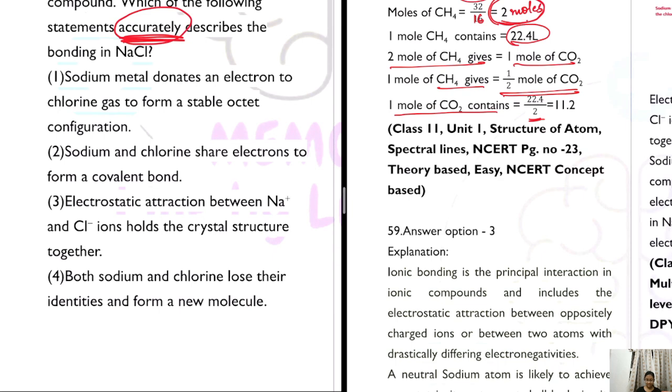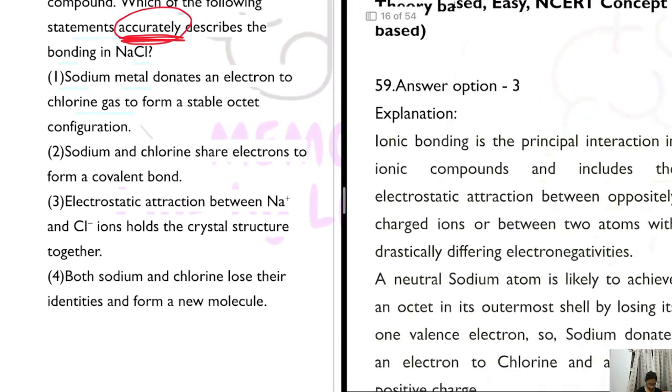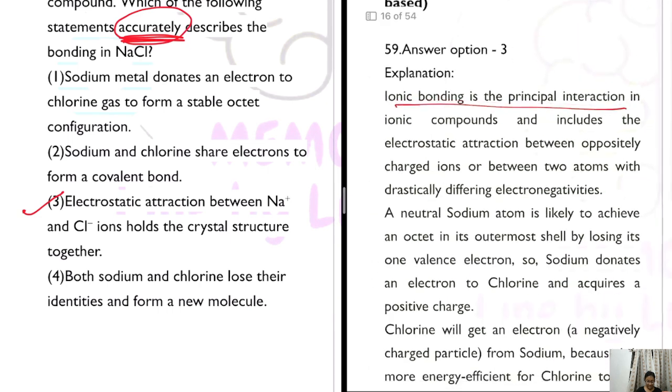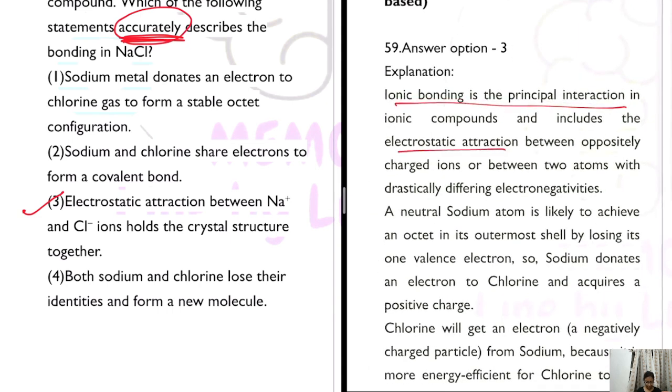So what happens in NaCl? Na and Cl are both ions and an ionic bond is formed. So the most accurate answer is this. Ions have electrostatic interaction. This is the principal interaction in ionic compounds, the electrostatic interaction that I told you about, between two oppositely charged ions.